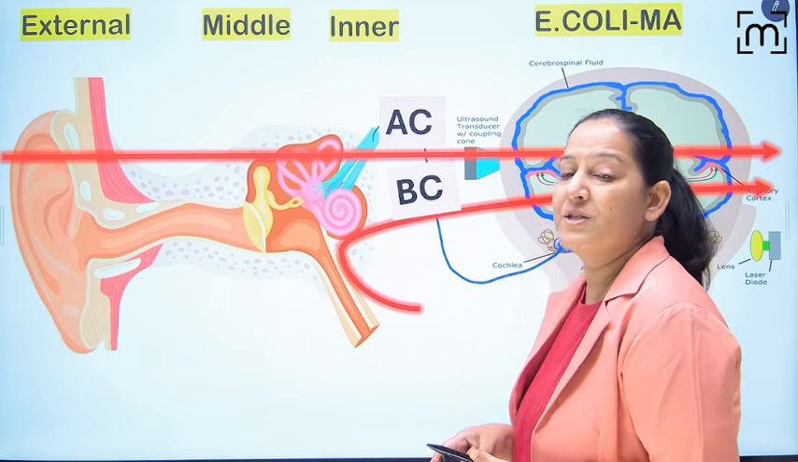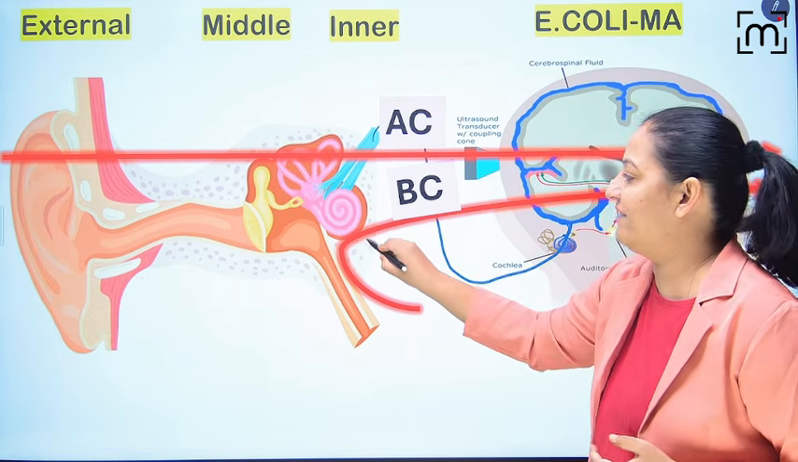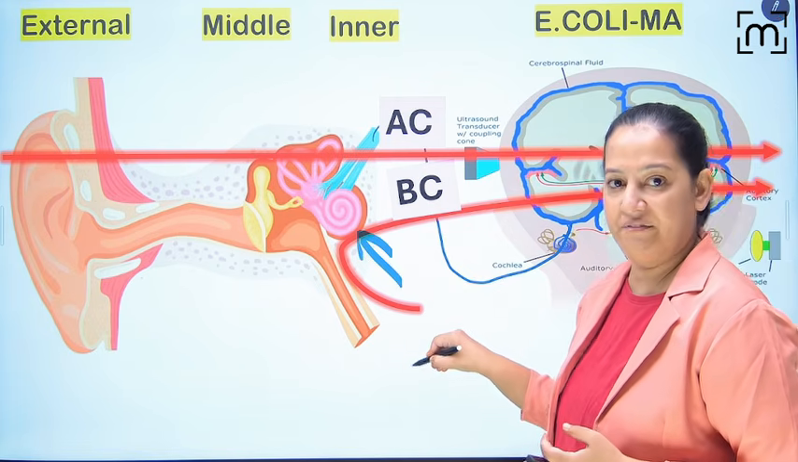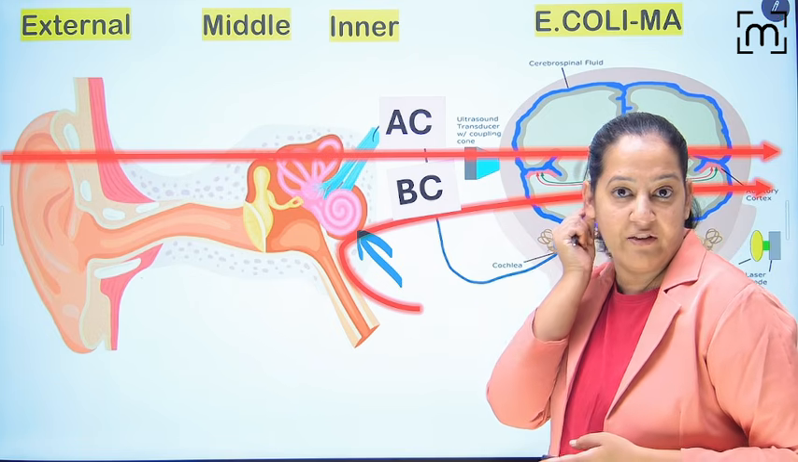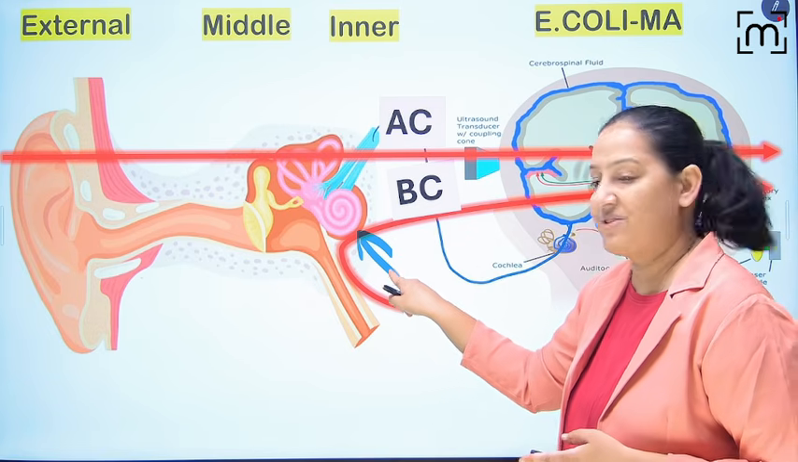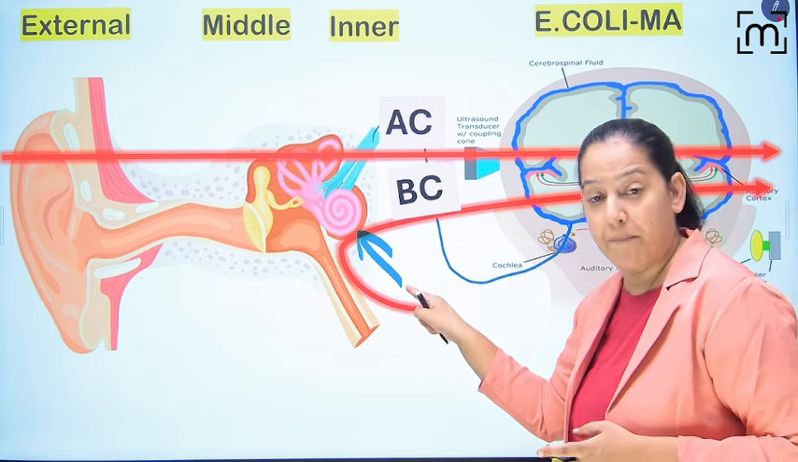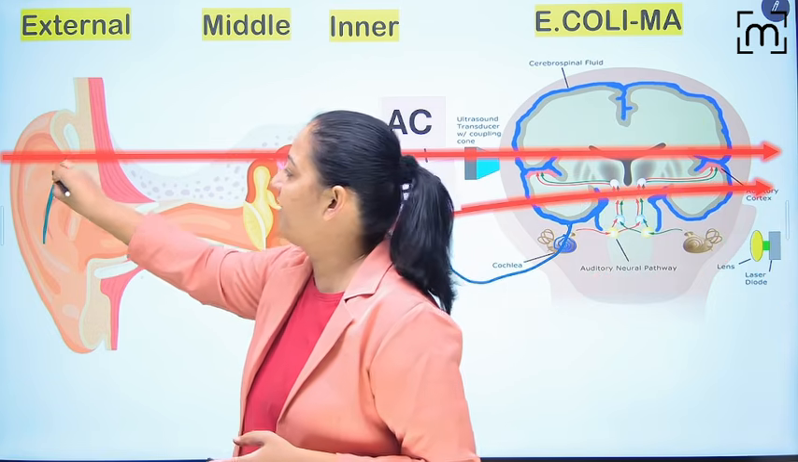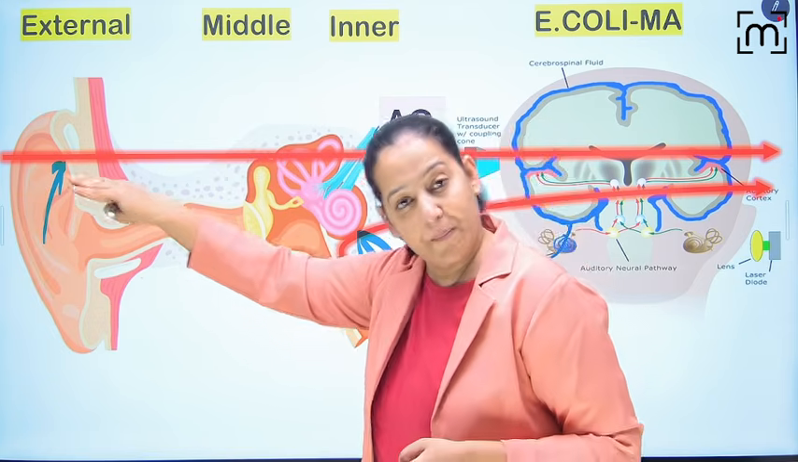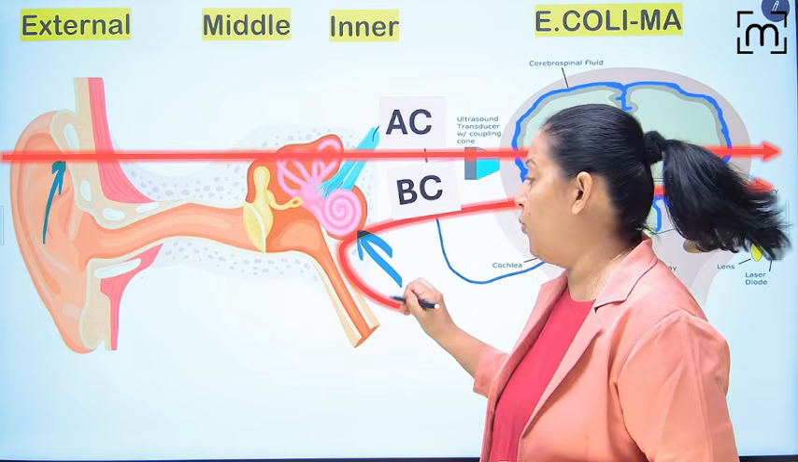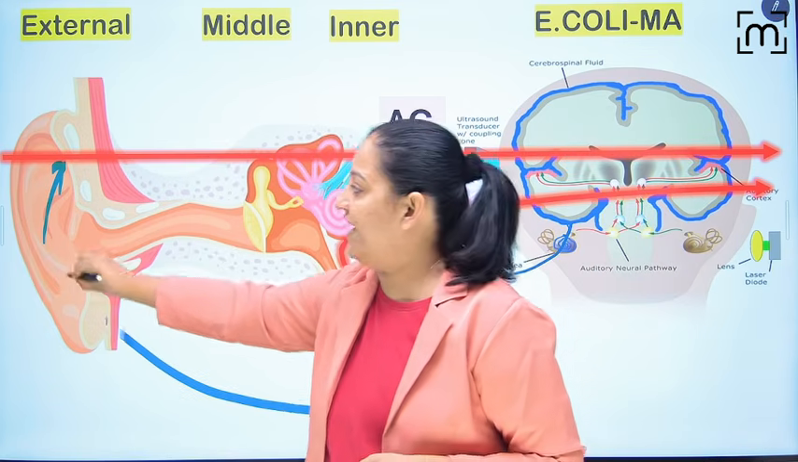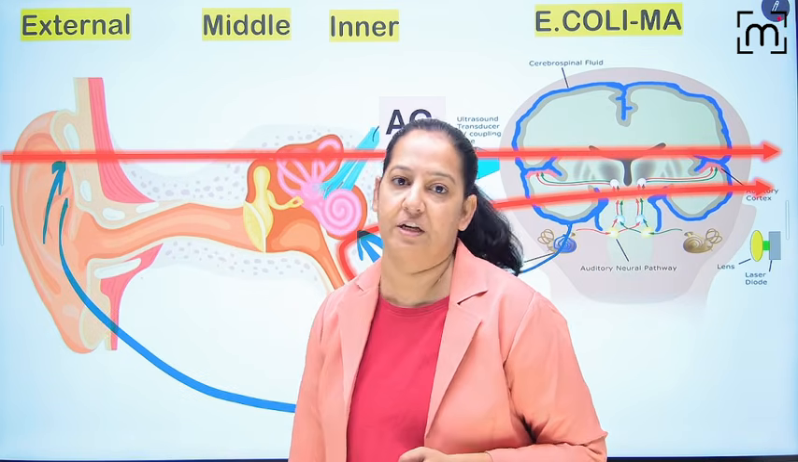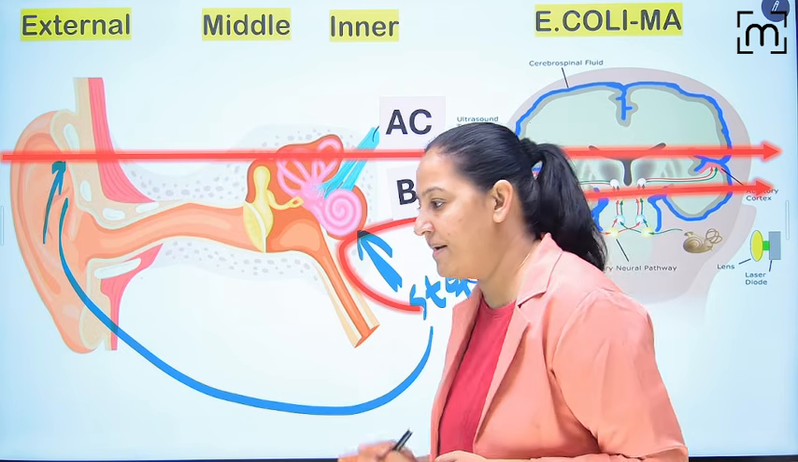So what are we doing? First, we are activating the fork and looking for BC. We put the fork on the mastoid and measure the BC. When it stops, immediately we put the fork here and measure the AC. Normally AC is longer than BC. So when it stops here and immediately we shift here, it should start again and continue. So it indicates AC greater than BC.